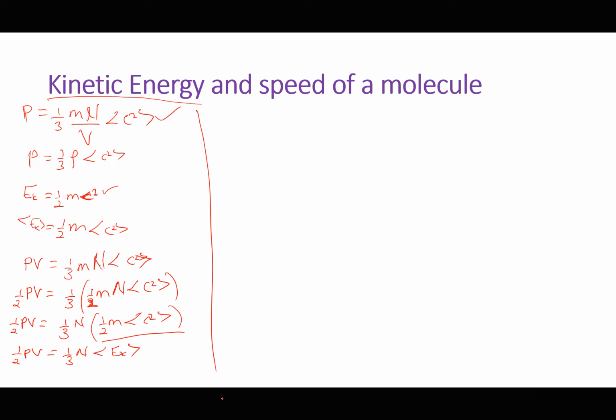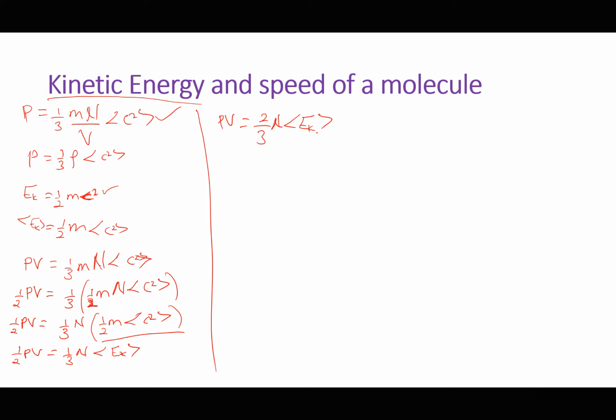Oh, that is very beautiful. Very, very beautiful. In other words, I am having that PV is equal to 2 divided by 3 times N times the average kinetic energy of a molecule. I think that is very beautiful.